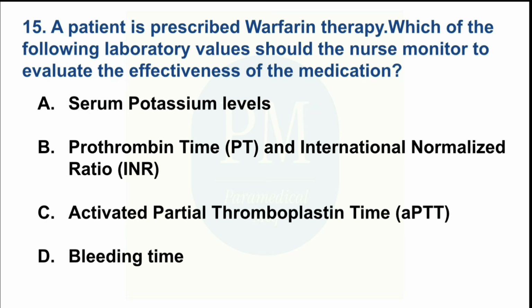A patient is prescribed warfarin therapy. Which of the following laboratory values should the nurse monitor to evaluate the effectiveness of the medicine? Option A. Serum potassium levels. Option B. Prothrombin time (PT) and international normalized ratio (INR). Option C. Activated partial thromboplastin time (APTT). Option D. Bleeding time. The correct option is option B. Prothrombin time (PT) and international normalized ratio (INR).